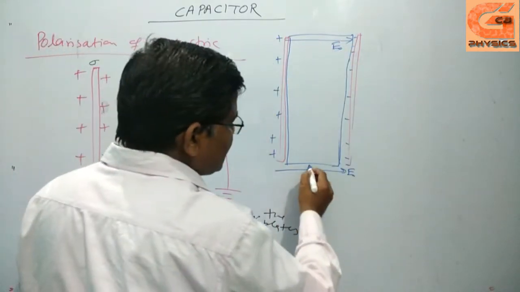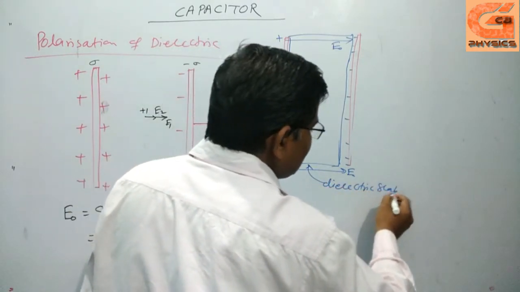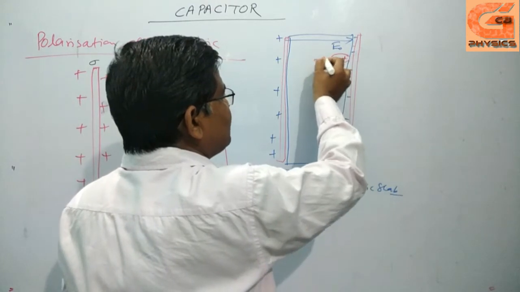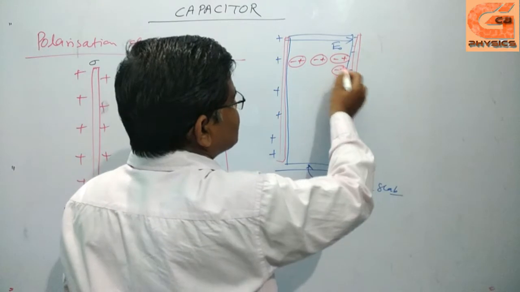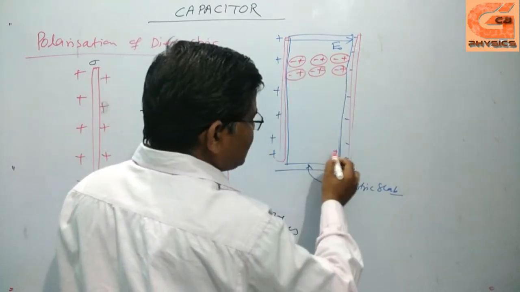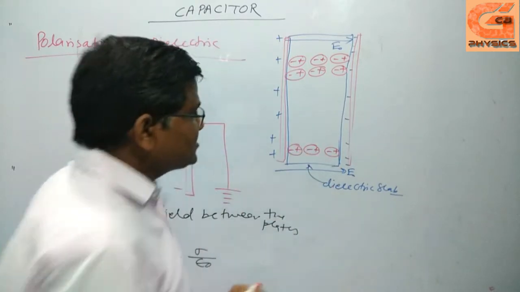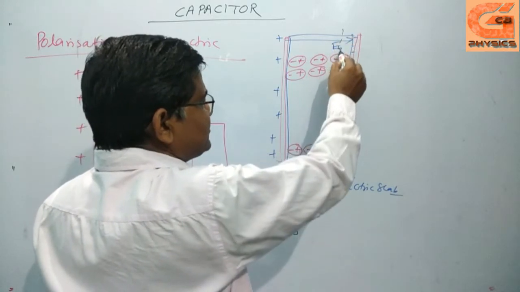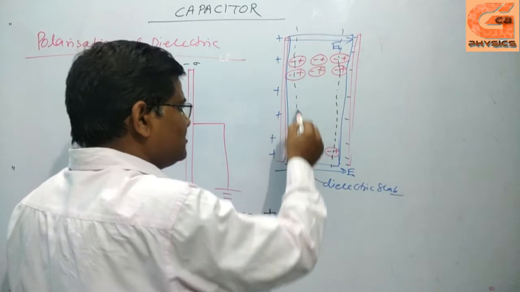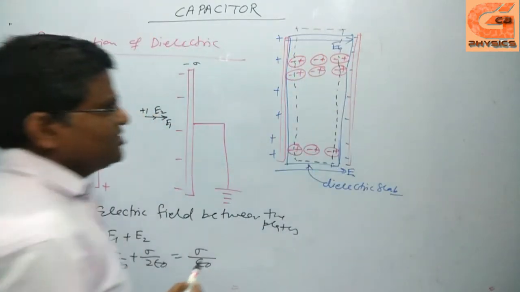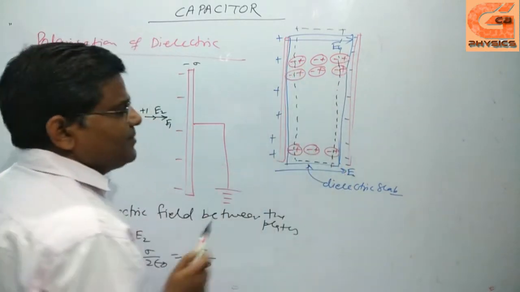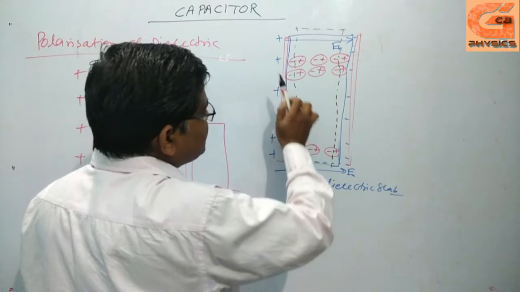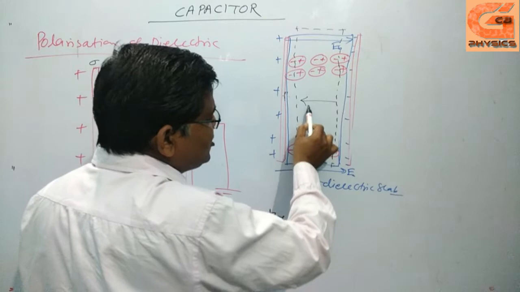And this dielectric slab is polarized. Polarized means plus and minus, plus and minus, all atoms or molecules arranged like this: plus charge in the direction of the electric field and minus charge in the opposite direction. The inner charges are neutralized, cancelled out. Only positive charge remains on one side and negative charge on the other, which is the induced charge, minus Q on one side and plus Q on the other, and then it reduces the value of the electric field.